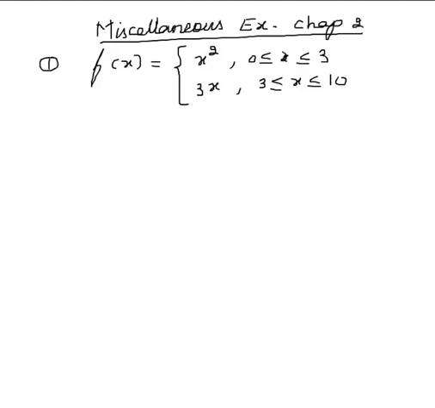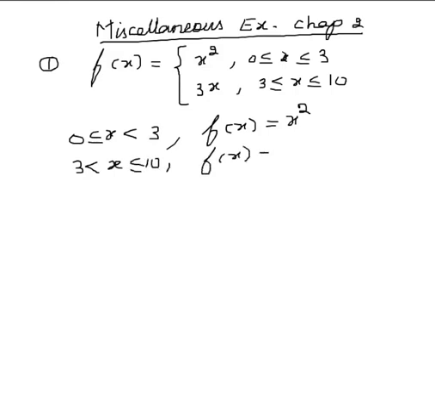So the domain of this function f of x is 0 to 10, including 0 and 10. If you see the interval 0 less than or equal to x less than 3, f of x is defined as x square, which is a polynomial. And in the interval 3 less than x less than or equal to 10, f of x is again a polynomial, which is 3x. We know that polynomials are functions.